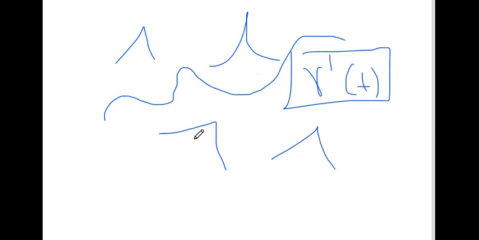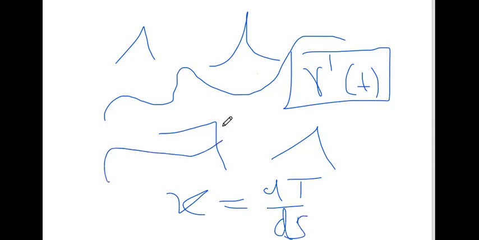If you want to define the curvature of a path or space curve, we have to say this at the beginning. Then we can define it. Curvature is equal to the rate of change of the unit tangent vector along the curve, where s is the arc length along the curve.